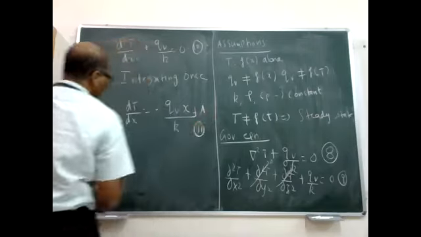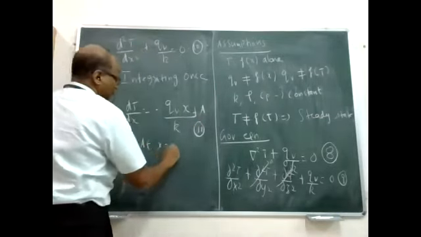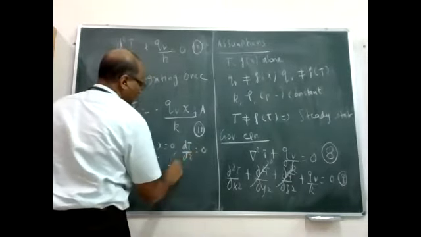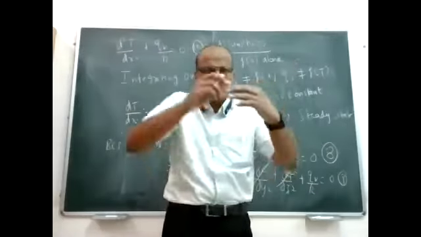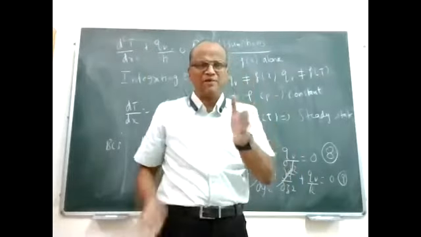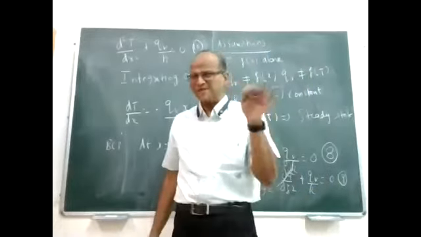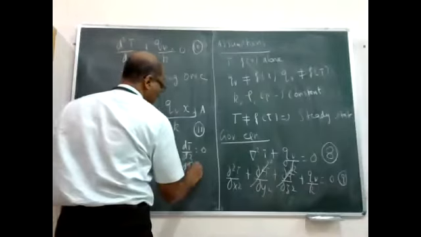Okay. Now coming to the boundary conditions. At x equal to 0, dT by dx equal to 0. This is actually called the symmetric condition, because both the ends are at the same temperature. It's a uniform heat generation. Therefore, you expect the temperature to reach the maximum at x equal to 0, right? So you expect that symmetry, which is basically common sense.